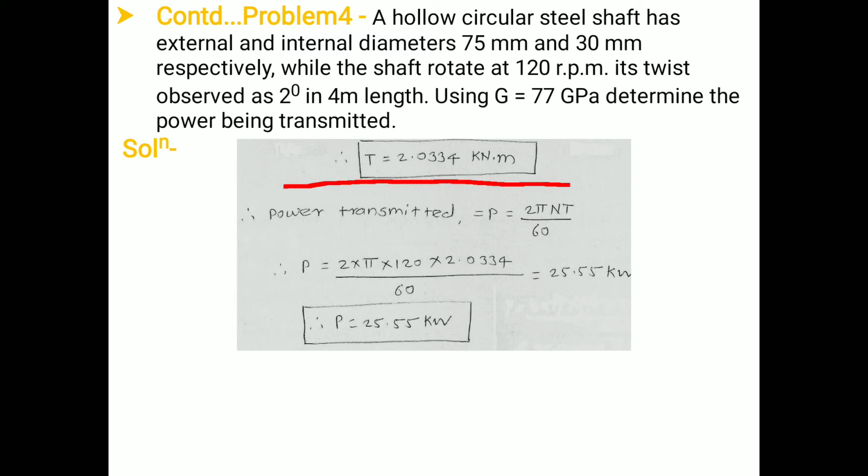Once you know the value of T, we can easily find out the value of power being transmitted, 2 pi nT upon 60. So on putting all those values into the equation of power, we have power being transmitted as 25.55 kilowatt. So in this manner we have found the value of power being transmitted for the hollow circular shaft, when the values of internal and external diameter and also the value of twist are given in the numerical.